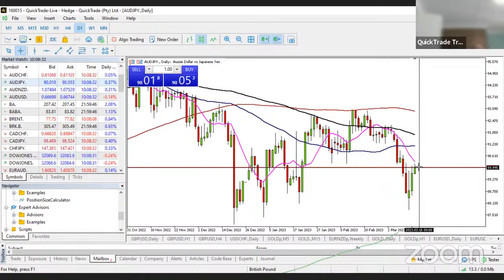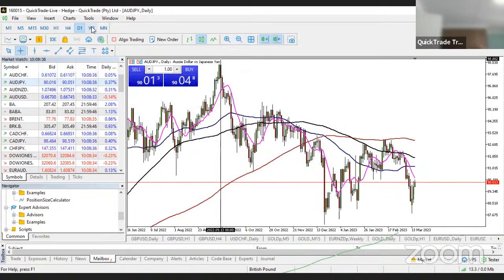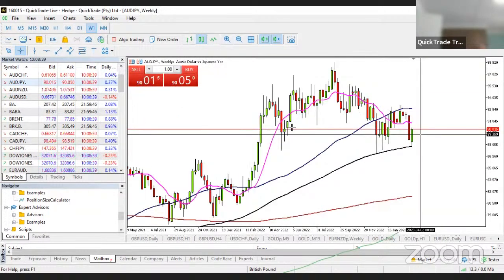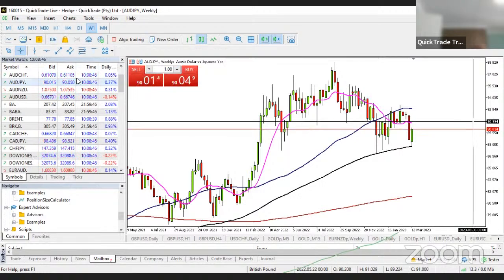That support area has been defended. You can see it. If we scrunch it a bit more, it's not really going to help much there. So we'll go to a weekly. It's a bit clearer. Even going back on the weekly, there is a bit of a support area there. And it's neutral, so you can sell it on that one.